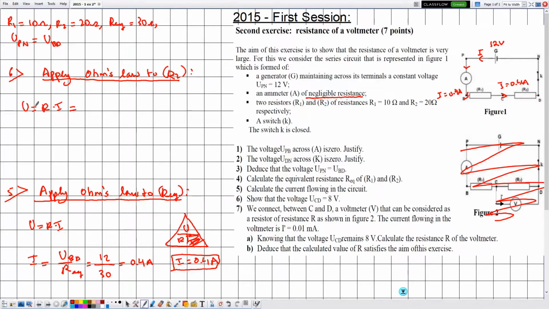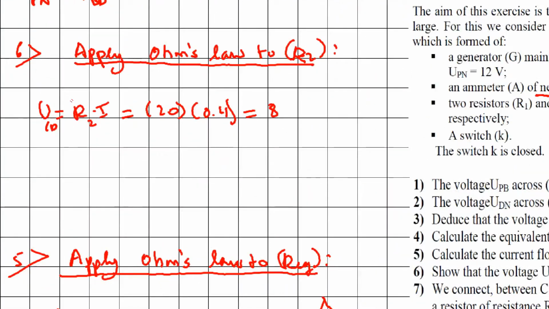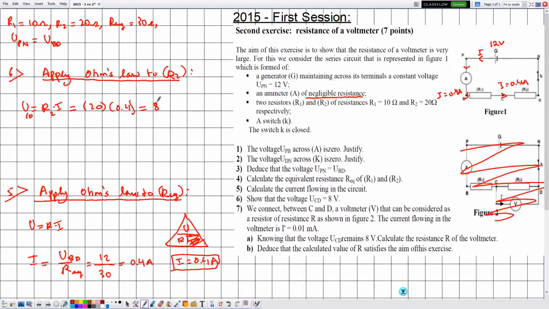We are interested in calculating the voltage UCD across the resistor R2 traversed by the current I. The value of R2 is given by 20. The value of I that we already calculated is given by 0.4. Plugging this on the calculator will give us 8. Since I is in the SI and the value of R will be in the SI, the value of U will be in the SI, which is volts. Then UCD is equal to 8 volts. So here we have that it is 8 volts.